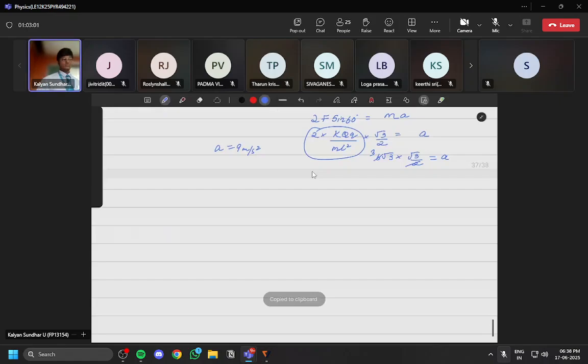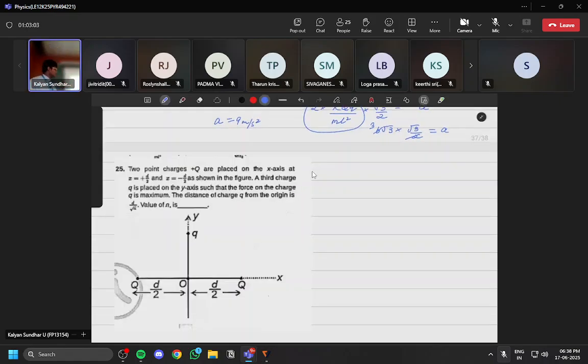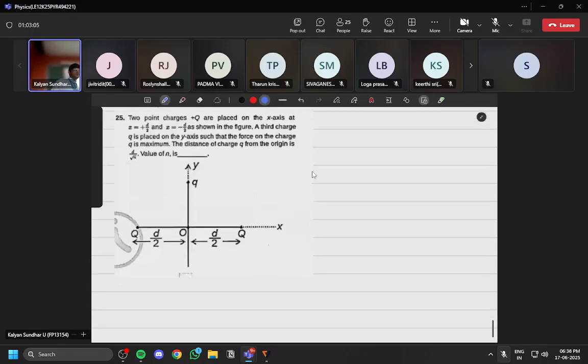When they are separated by a distance of 2d, the difference will be d and d. Correct? So you equate and find out the x value, how many times the d value. It will be d by root 2. If the distance between the two charges is 2d, it is now d by 2 and d by 2, so your x value will be equal to d by 2 root 2.